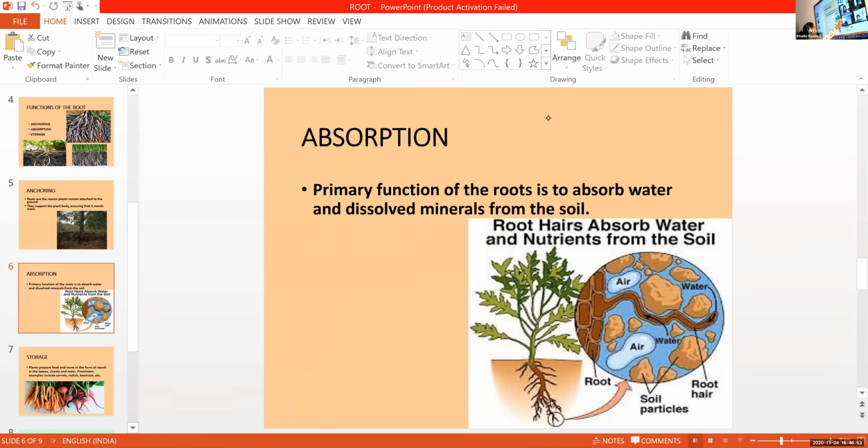I'll read it once more for you. The primary function of the roots is to absorb water and dissolve minerals from the soil. Absorb water and dissolve minerals from the soil. Okay, finished? Yes, ma'am.